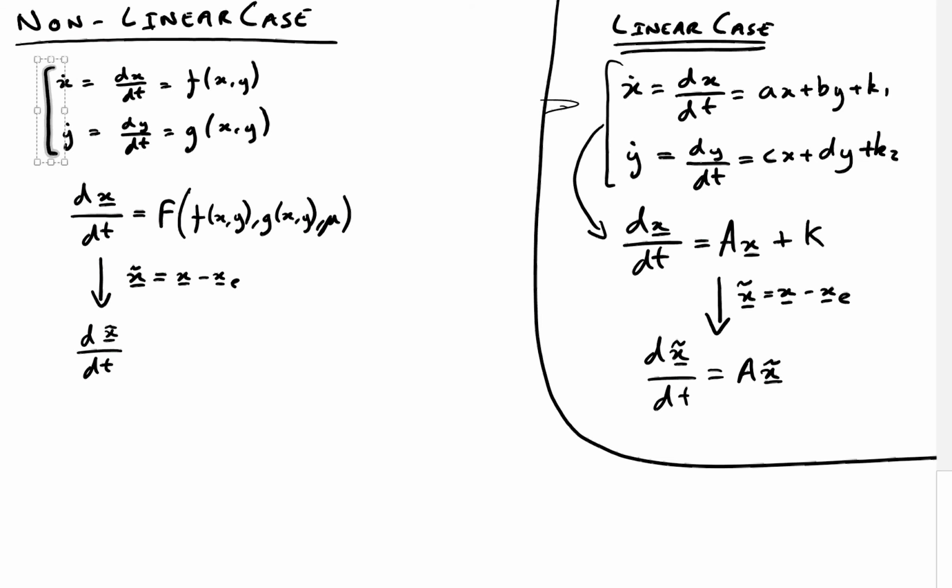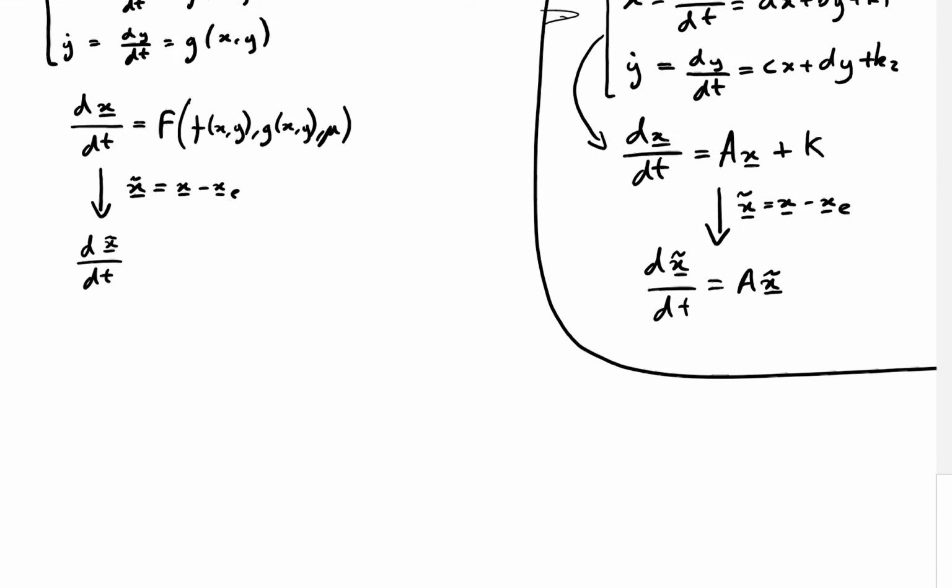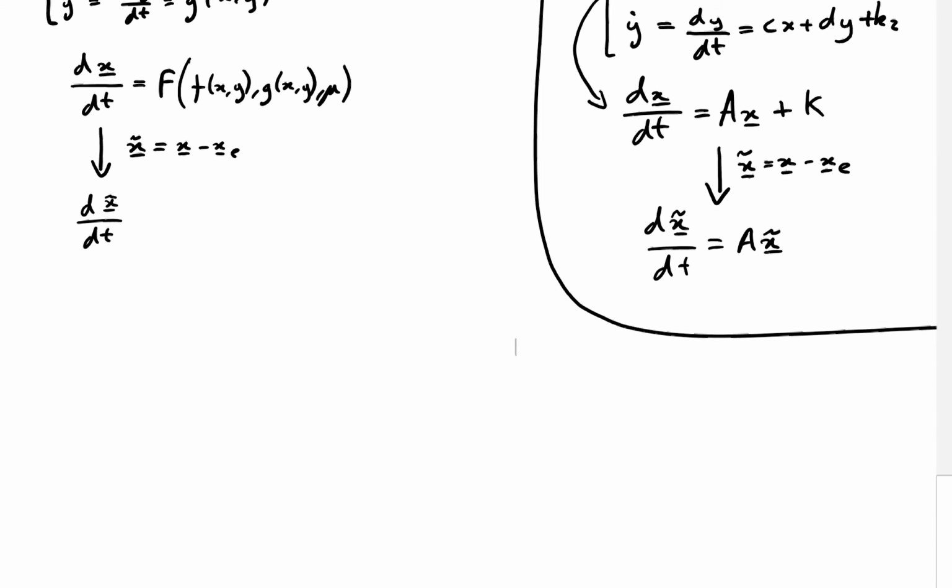Okay, so now instead of just considering the case where we have two functions, f and g, or dx by dt and dy by dt, let's consider the case where we have as many functions as we like, so n different functions. The multivariable case, we call that.